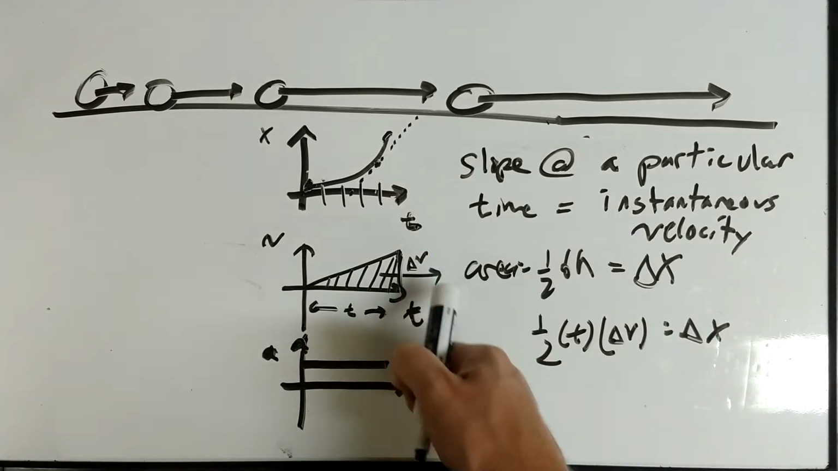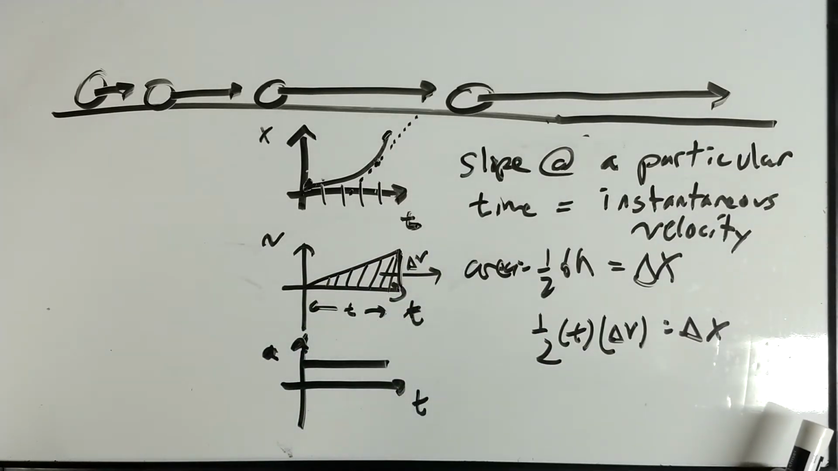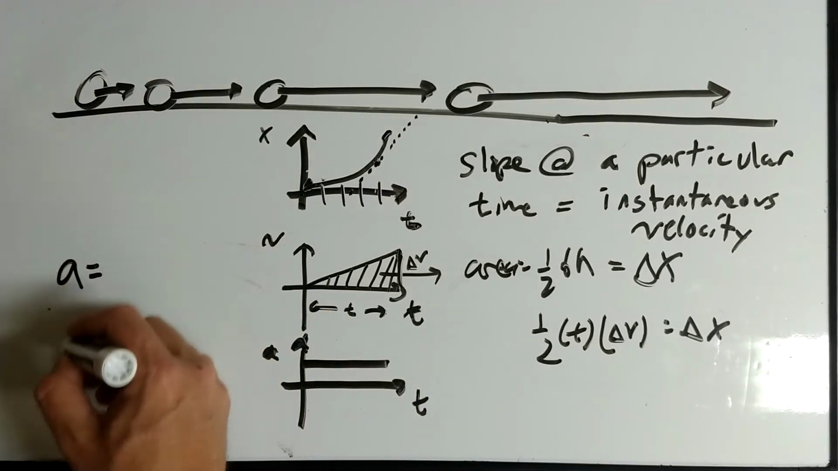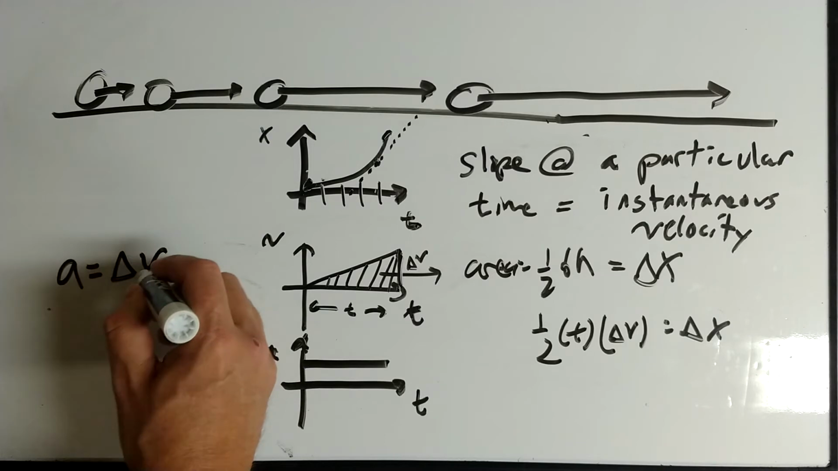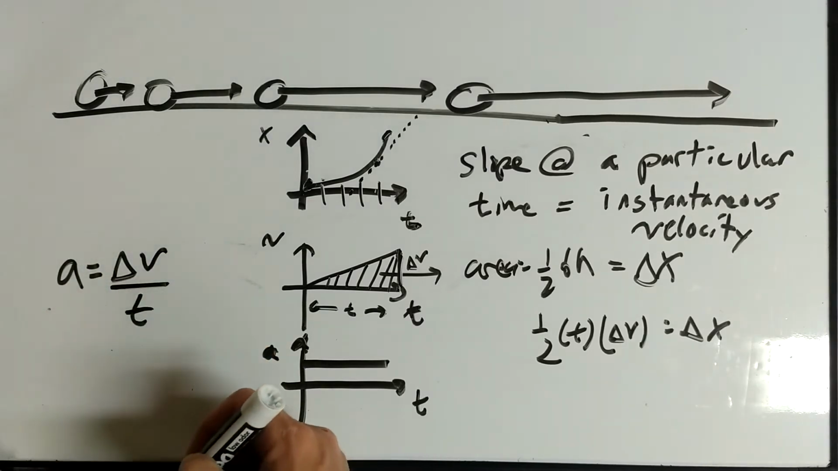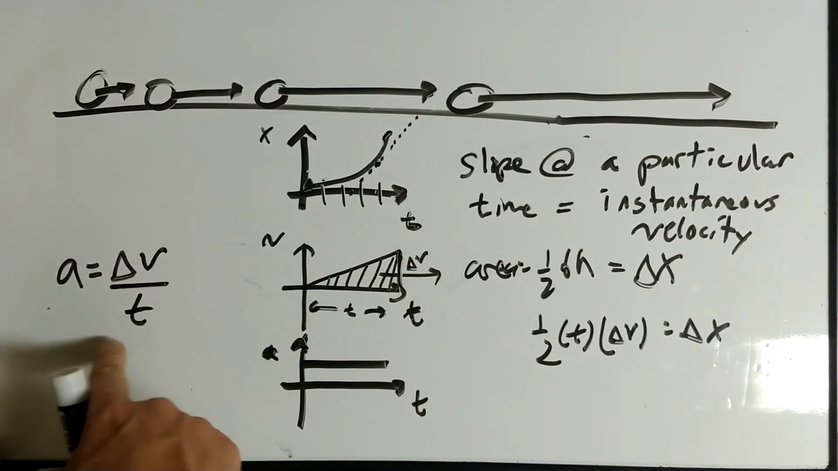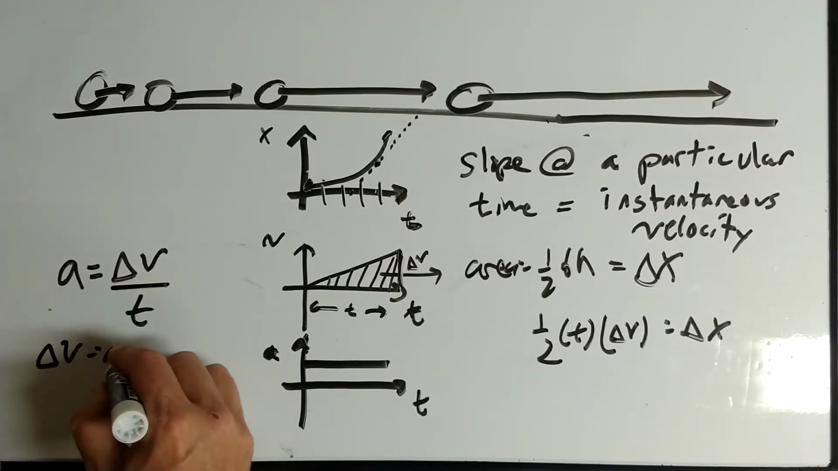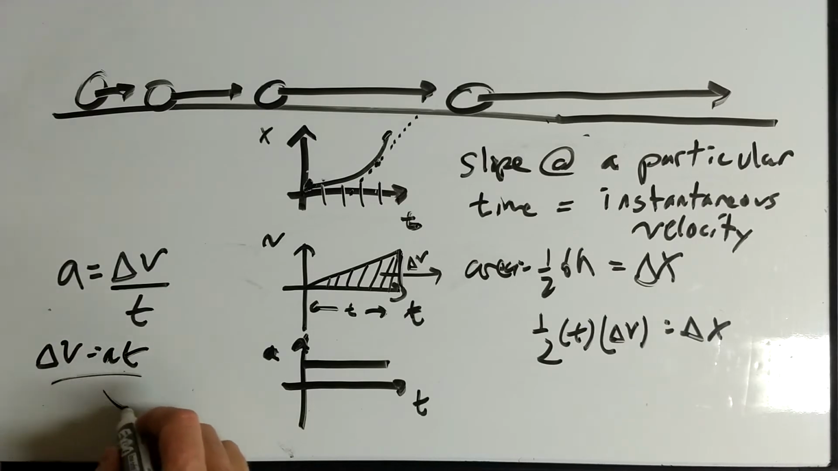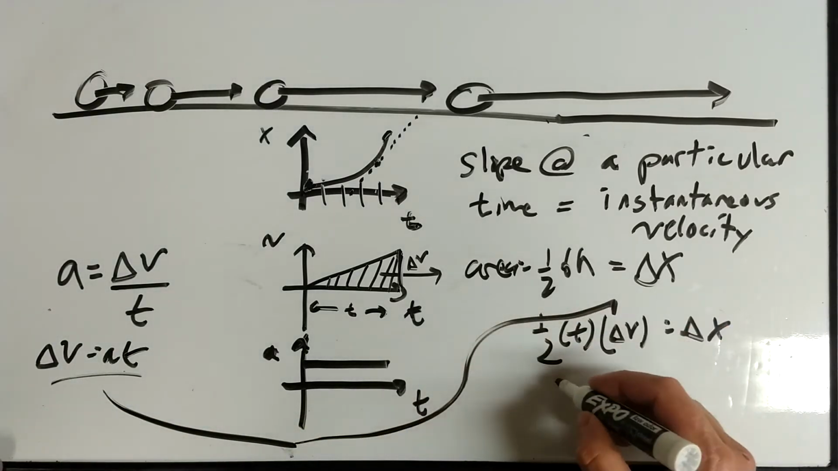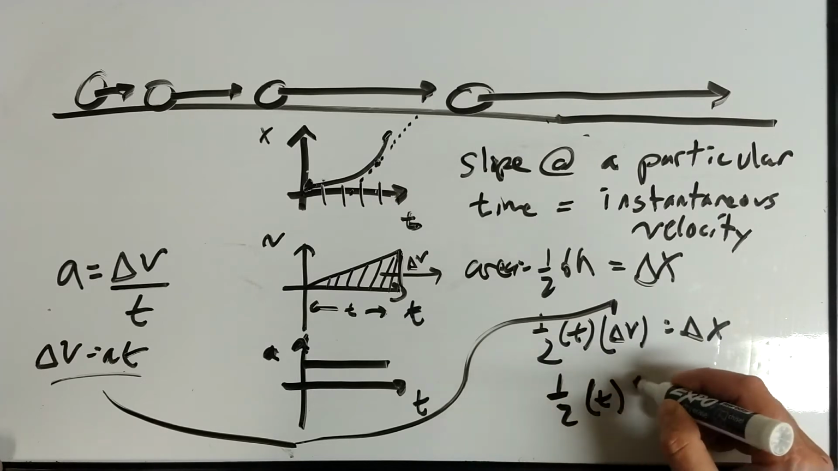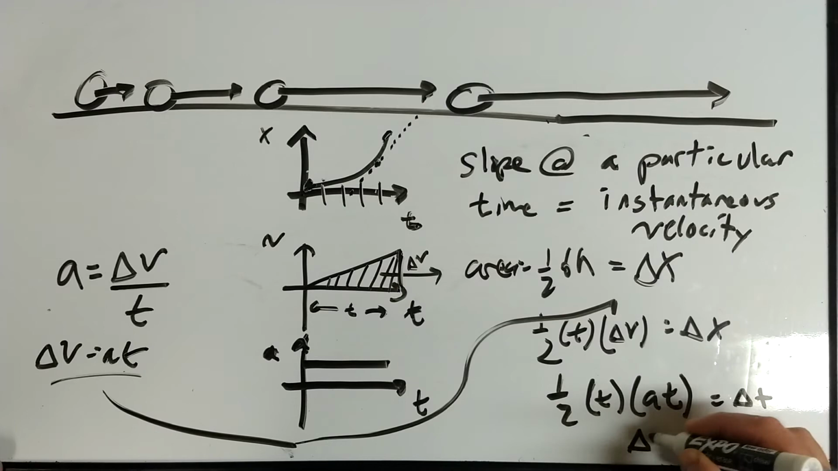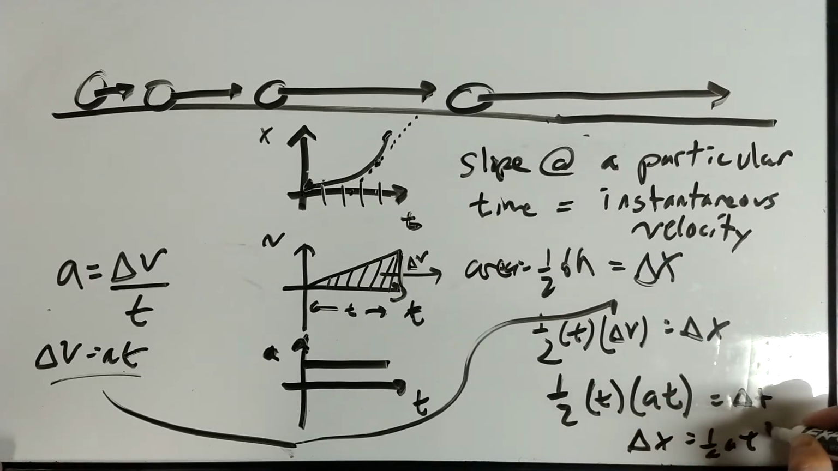you can actually derive all the basic constant acceleration kinematic formulas here. We know that average acceleration is change in velocity over time. So check this out. Solve this for change in velocity: change in velocity equals acceleration times time. Plug that in over here, and you get 1/2 of time times acceleration times time equals delta x. You get delta x equals 1/2 a t squared.